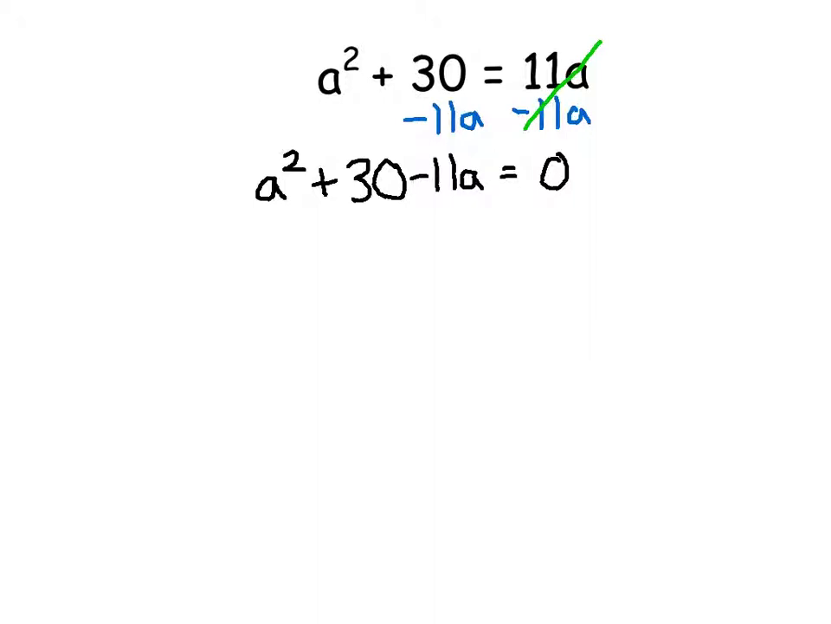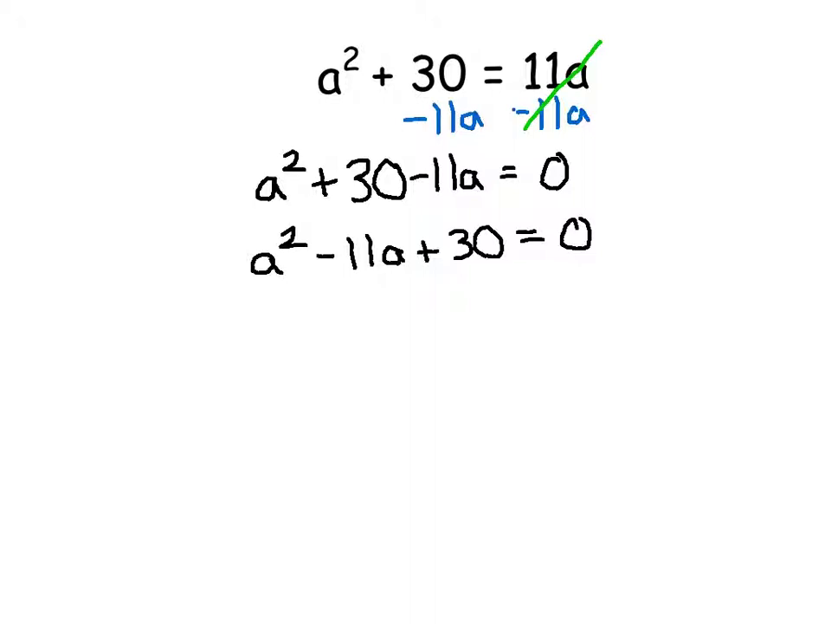Now, we could solve it from here, but it's best to get into the habit of writing it out in a certain order. The order we want, and the order that we'll be used to seeing it in, is the a squared term comes first, then the term with the a in it, so minus 11a, and then the term that is just a number, so the plus 30, and that is equal to 0.